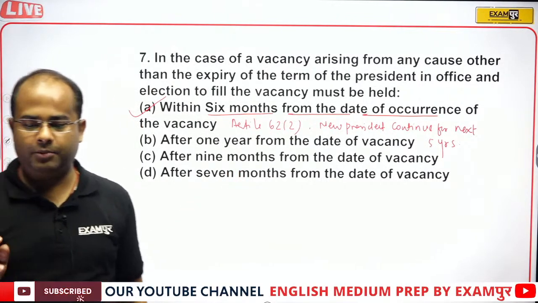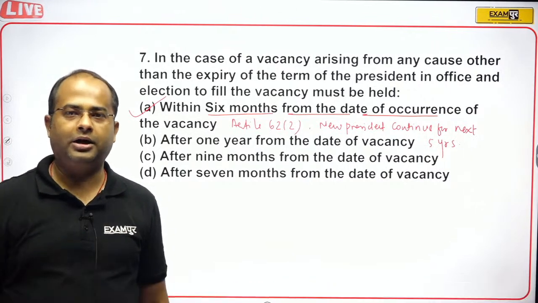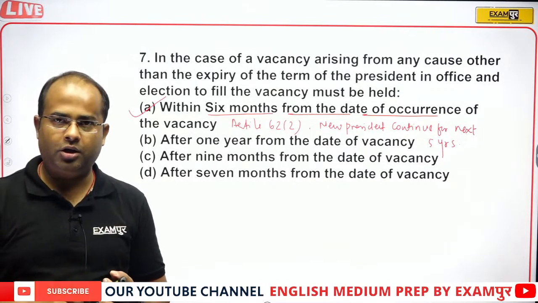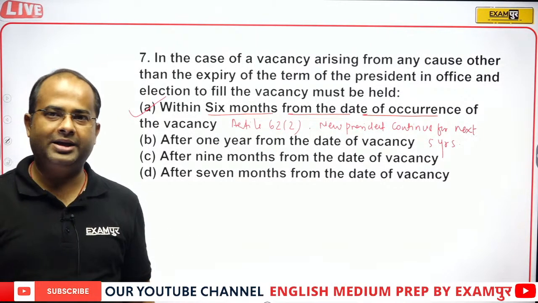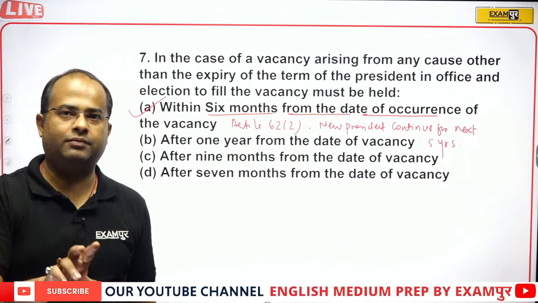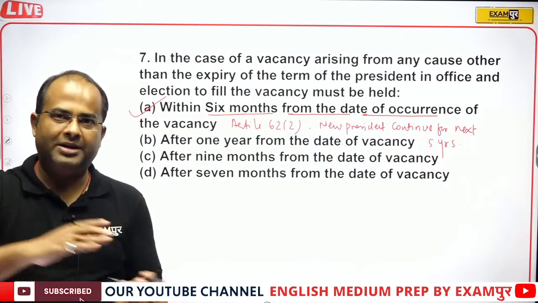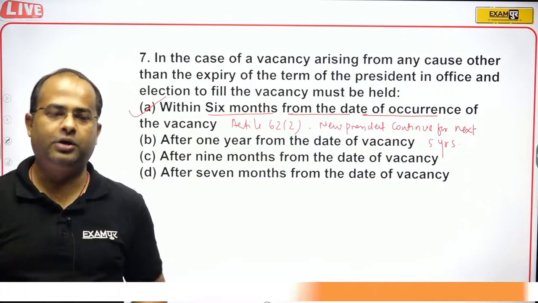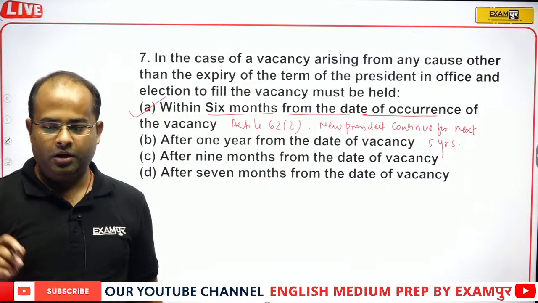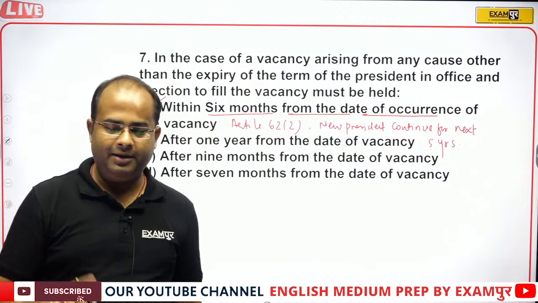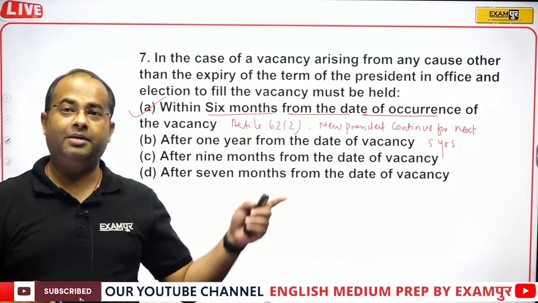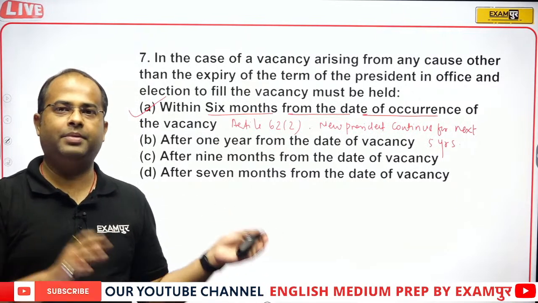Therefore, the correct answer will be option A, and that is defined in Article 62 clause 2. So I hope my dear students, is that clear to all of you? Because some of the students think that the newly elected president will complete the rest of the term. It is not like that. The newly elected president will complete the full term. So the correct answer is option A, mentioned in Article 62 clause 2, and the best example is VV Giri.